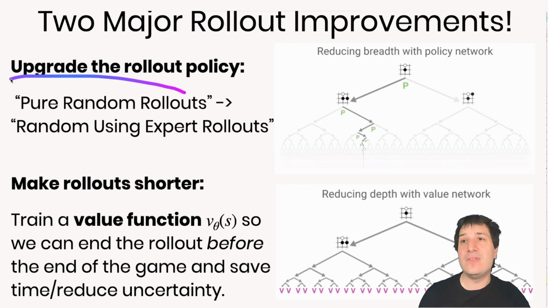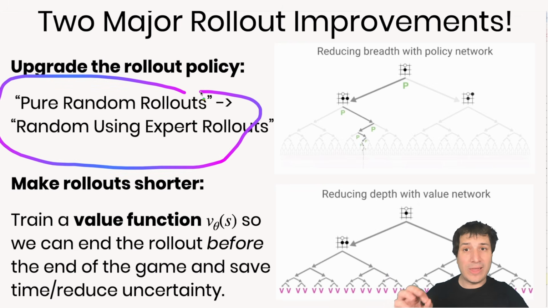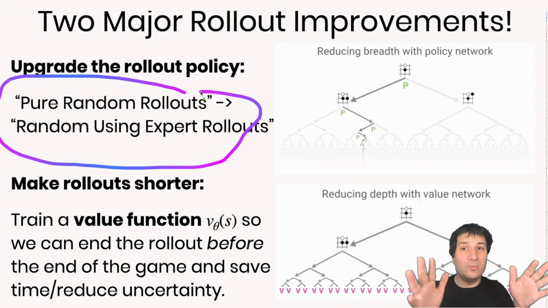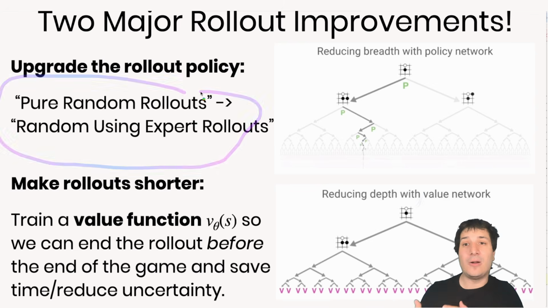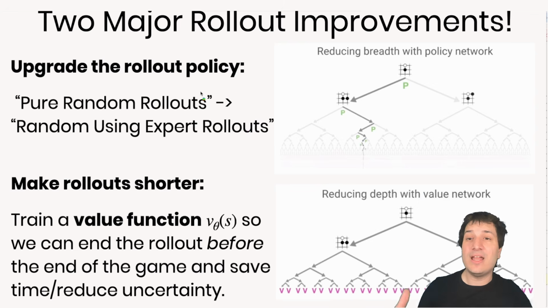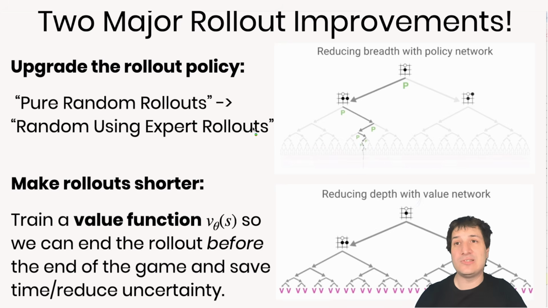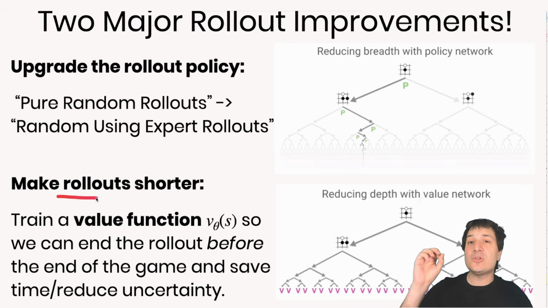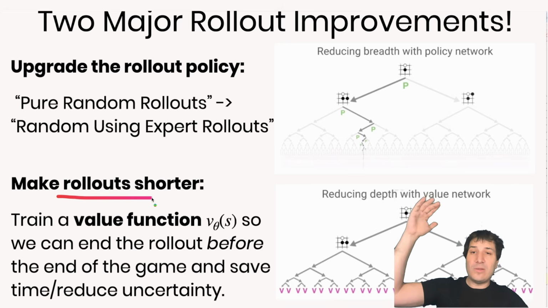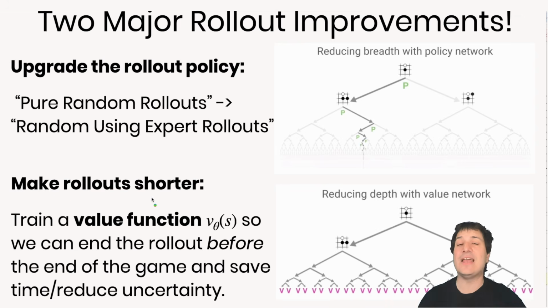You can use the expert that we have to do smarter rollouts. So instead of doing them at random, pick moves that are more realistic, that are better moves, and that will give you a higher quality of rollout and therefore more accurate results in your simulations. And you can also make them shorter. The way you can make them shorter is only run them not until the end of the game, but only for a fixed number of moves. Maybe you play 10 moves and then you stop.